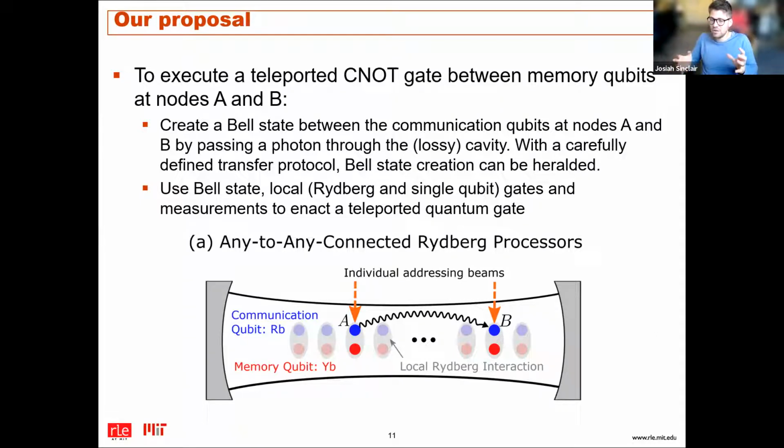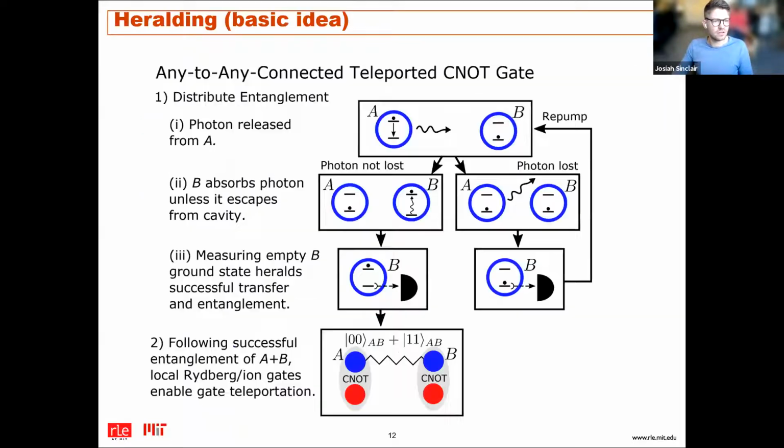So the idea here is that if you can herald a Bell state with high fidelity between communication qubits A and B, then you can do a teleported gate with only local operations and readout. And the fidelity of your teleported gate will be limited by the fidelity of those local operations and the fidelity of your heralding, and not the quality of the cavity. All right, hopefully that makes sense. And now let me explain how the heralding process is going to work, because that's basically the key to this whole thing.